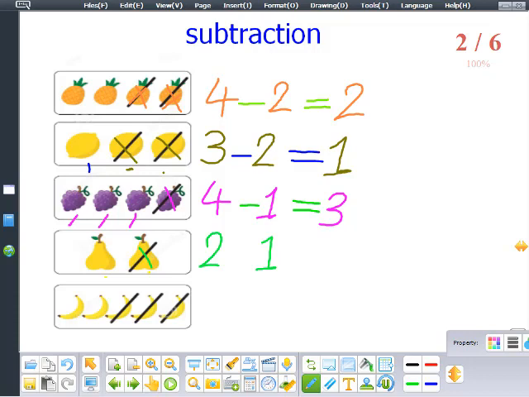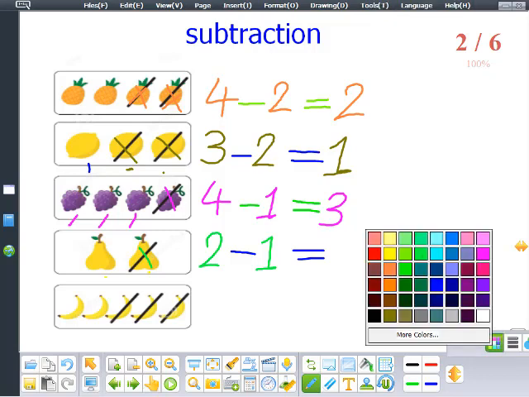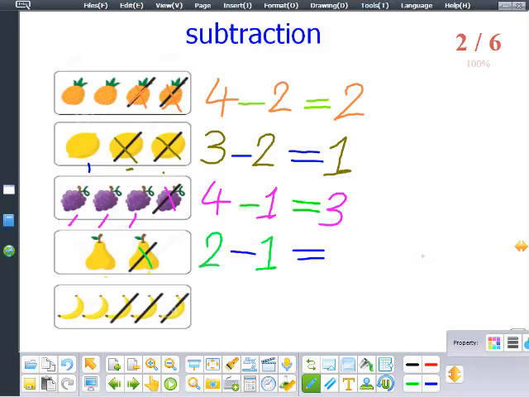Excellent. It means subtraction. I subtract a 1. I take away 1. Which means which sign? Minus. Excellent. Then I put which sign? Equal. As usual. 2 minus 1 equals how many? Let's count. 1. 2 minus 1 equals what? 1. So 2 minus 1 equals 1.